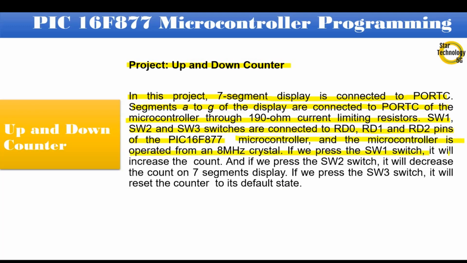If we press the SW1 switch, it will increase the count. And if we press the SW2 switch, it will decrease the count on 7 segments display. If we press the SW3 switch, it will reset the counter to its default state.